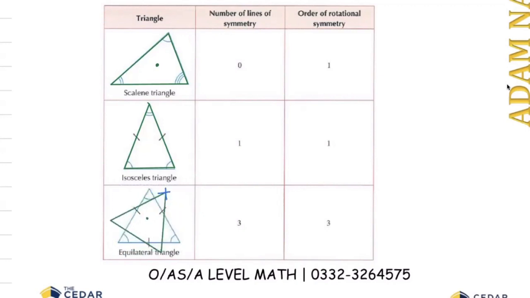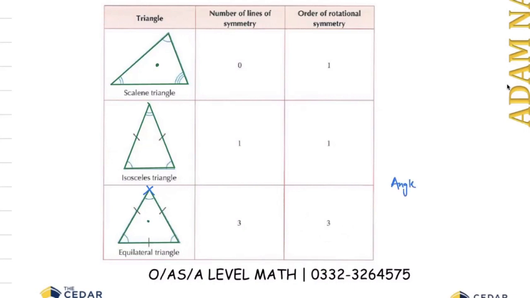So in 360 degree, how many times does it fit its outline? Once, twice, and then thrice. So the order of rotational symmetry is going to be 3. If the order of rotational symmetry is 3, that means that in 3 times it is going to map onto its original outline. So what is the angle of rotation over here?